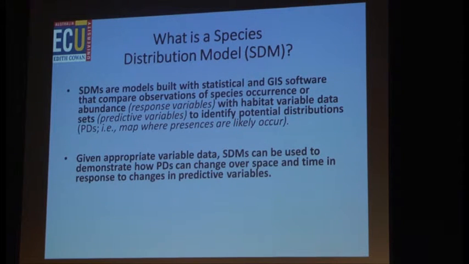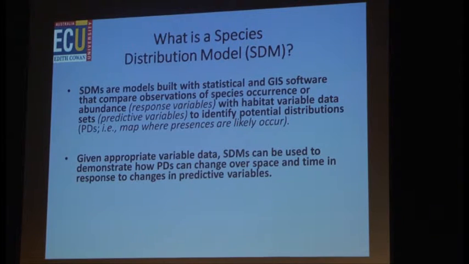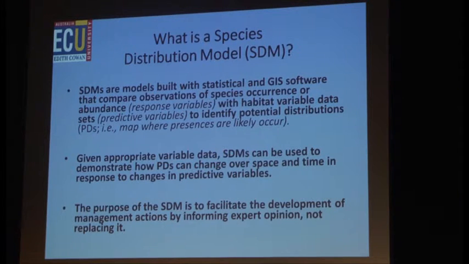Given appropriate variable data, SDMs can be used to demonstrate how distributions can change over space and time. If we've got a bioclimatically defined distribution, we can use a climate model to see how those bioclimatic variables are going to change, and we can see how the distribution of an animal is going to change over time. And the purpose of the SDM is to facilitate the development of management actions by informing expert opinion, not replacing it and not substituting it, which is a mistake a lot of people make with their modelling.